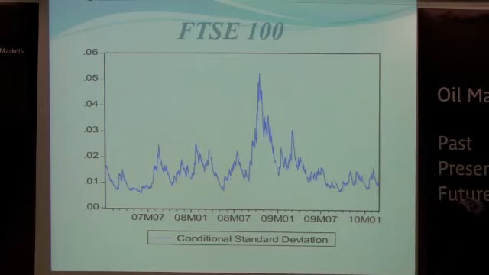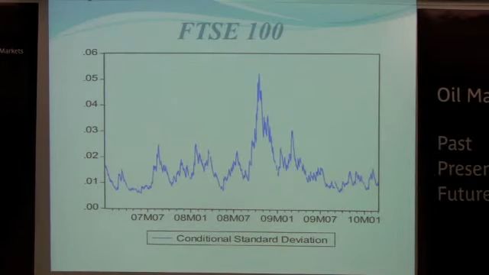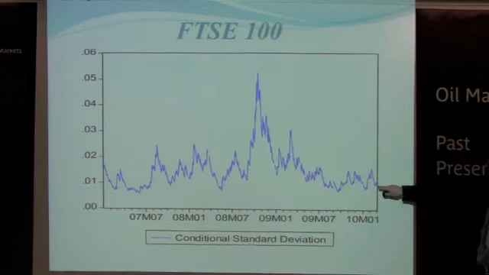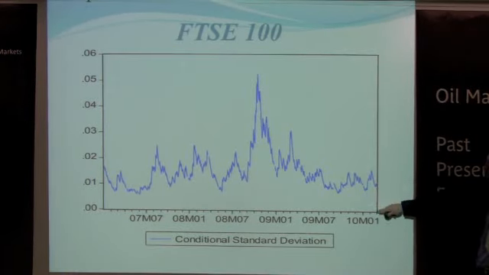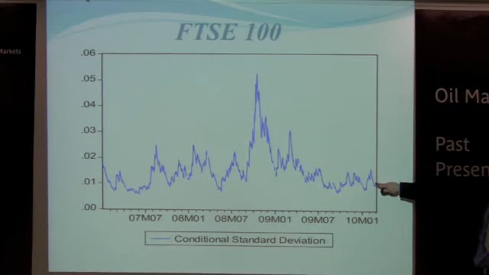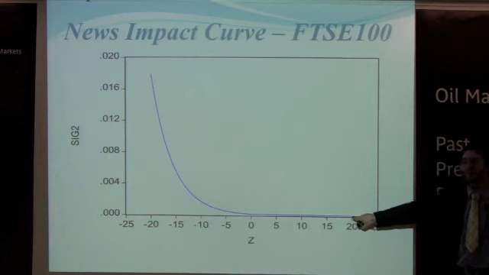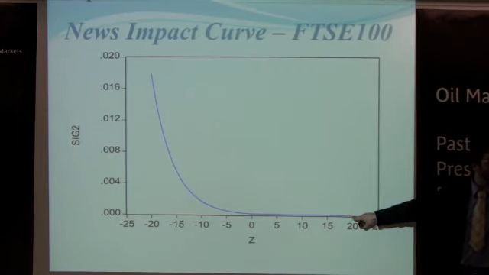FTSE 100, the most volatile market of the ones I analyzed so far. It's about 5.5%. Very volatile market. Now we are back to normal, about 1.5% here, about in 2010. Very volatile market here again. But now, zero, nothing, absolutely nothing.